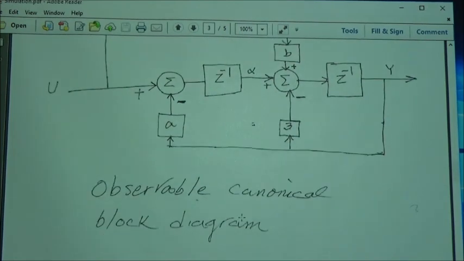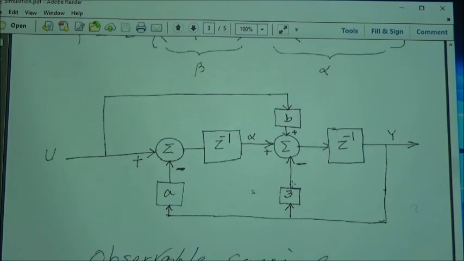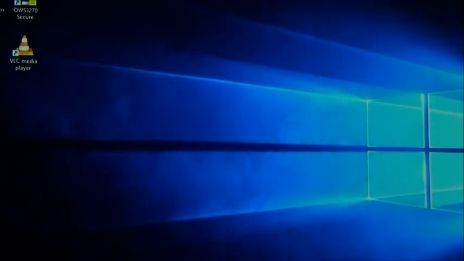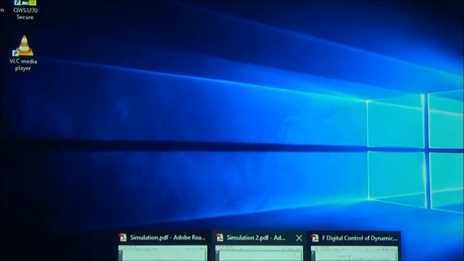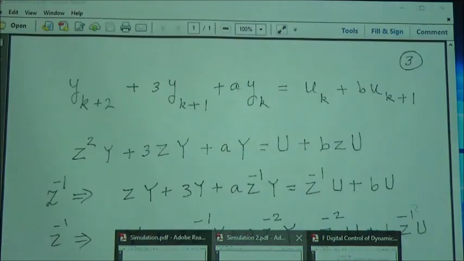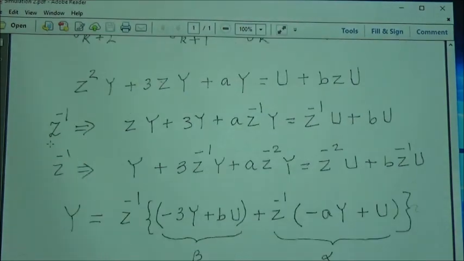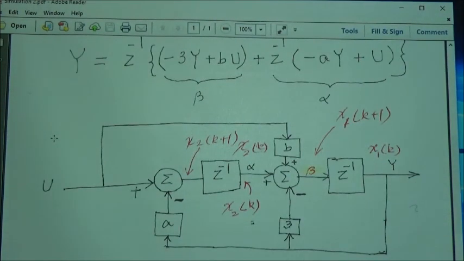Now, this is called observable canonical form. Now, where is my state? How do I write my state equation? Let me open another term here, and here's the same page as you saw before. Now I have shown you this is the output of x1 as the output of z minus 1.